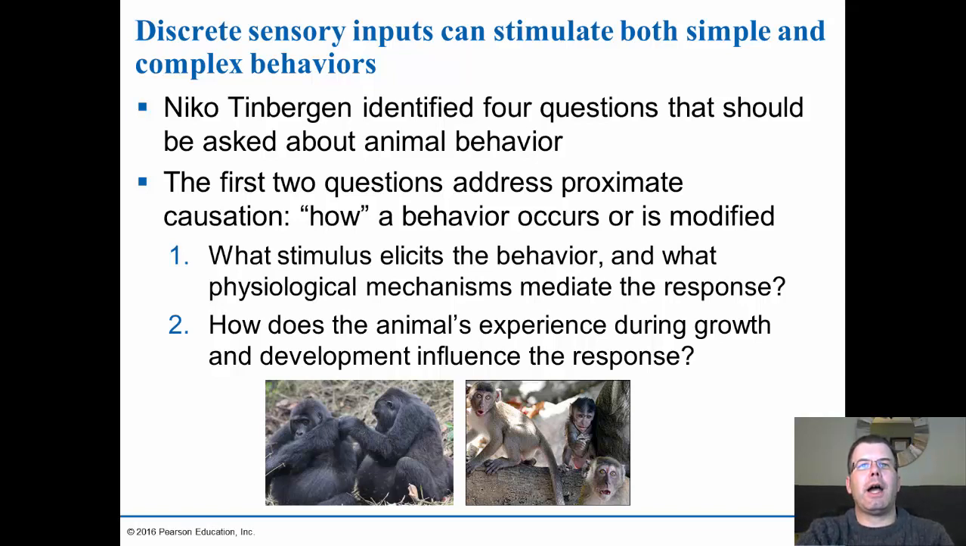And then we look at how the animal's experience during growth and development influences these responses. This plays a big part with learning, and we'll talk more about learning here in a little while, and how learning affects behaviors as well. So as the animal ages and learns and sees things out in the wild, they may use different behaviors to protect themselves so that they survive better and longer in the wild.